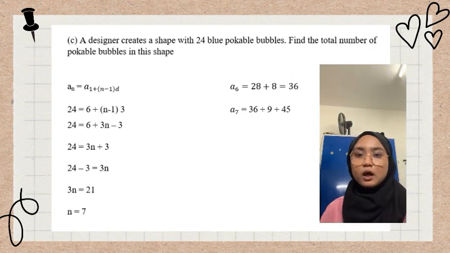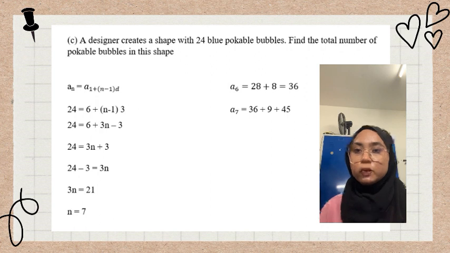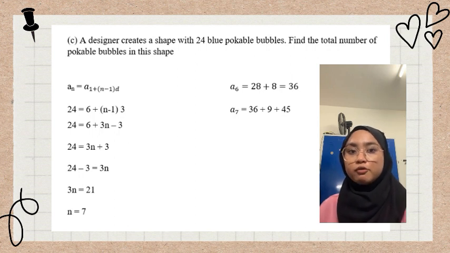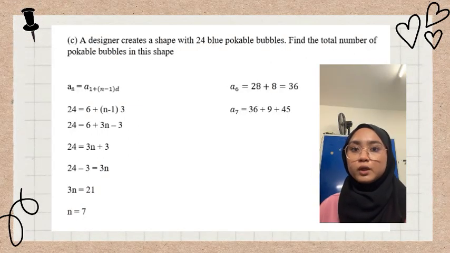Okay, today I will explain to you how we solve the problem for question 1C. A designer creates a shape with 24 blue poke-able bubbles. Find the total number of poke-able bubbles in this shape. So now we have a hint from the question, which is 24 blue poke-able bubbles.